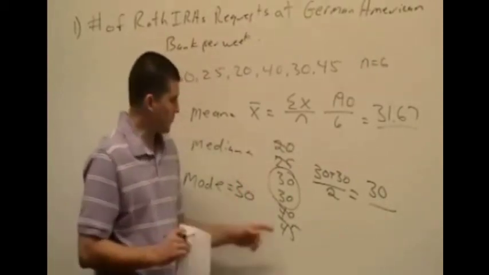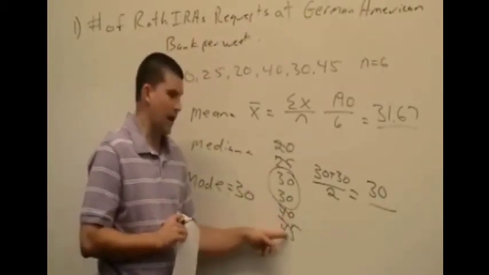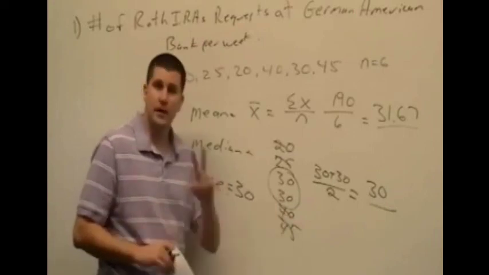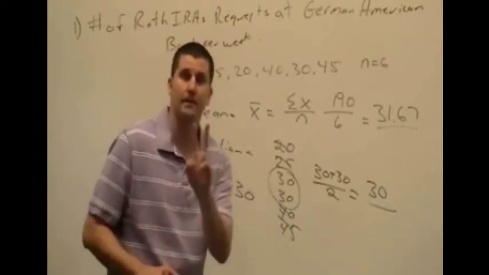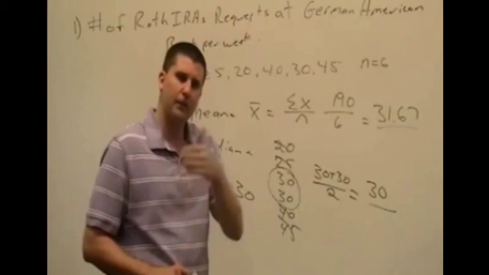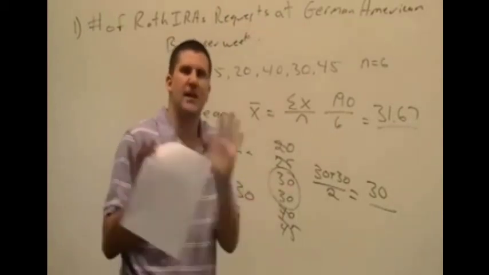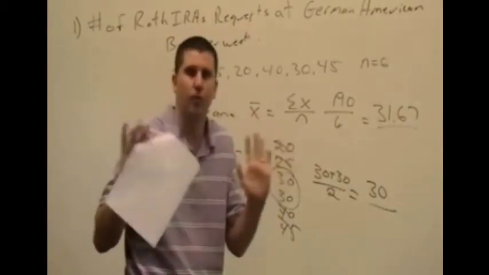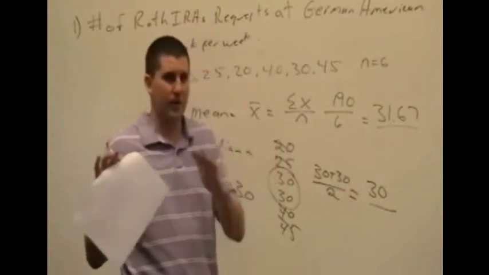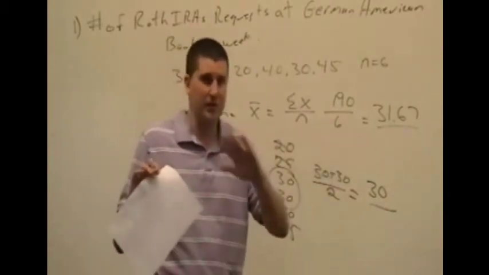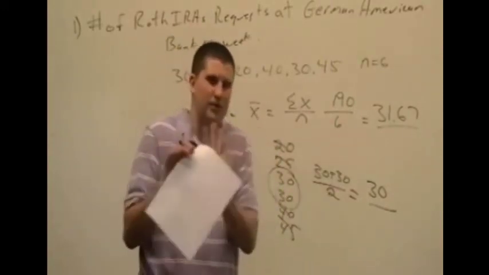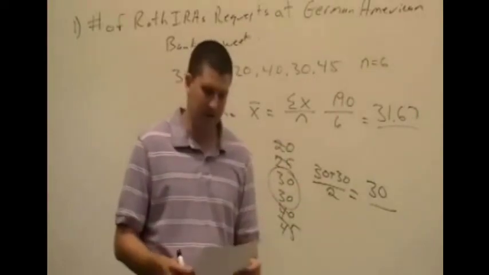If we had another observation, let's say if this was 45 instead of 40, you would actually have two modes, 30 and 45. Generally, if you have more than two, you say none occurs the most, no mode. Although if there's three numbers that occur the most, you could say those three, but generally after two, you just say there's no mode, there's nothing that stands out.